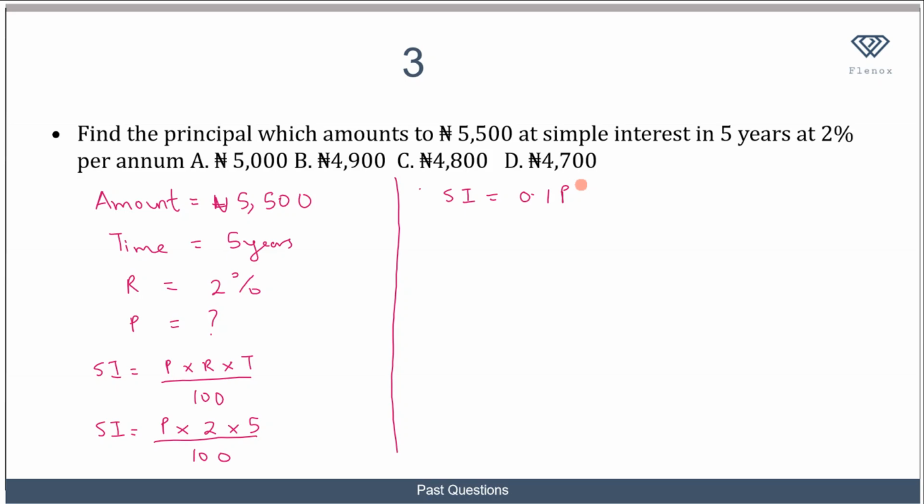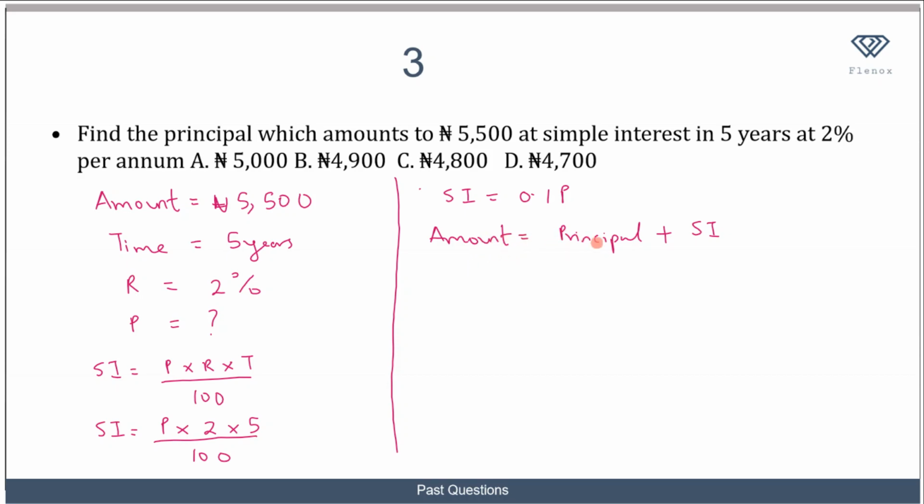But now we don't know the simple interest, but we are given the amount. And if you recall from our explanations, I explained that the amount that you get at the end of the day is equal to the initial principal that you invested, you can go back to the lectures to check it, plus the interest that has accrued. So I know that my amount is equal to the principal plus the interest that has accrued.